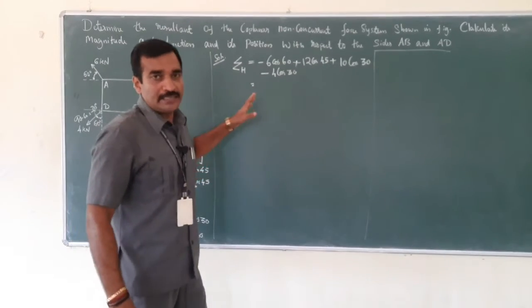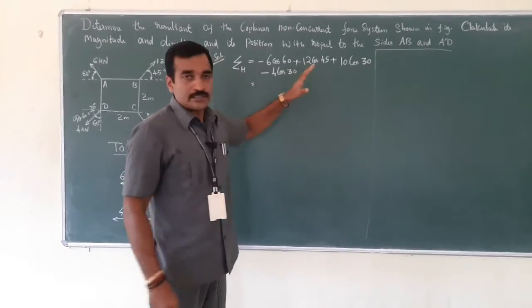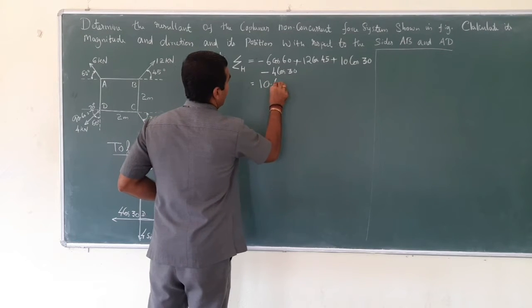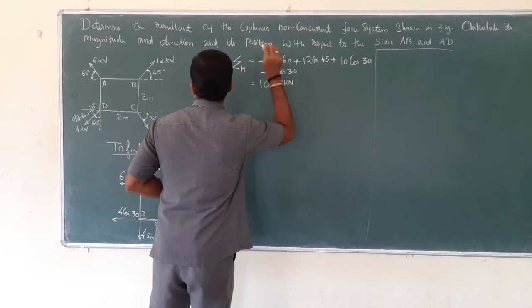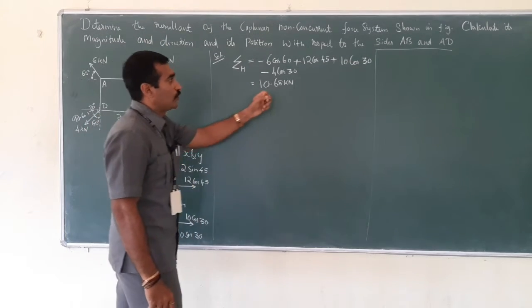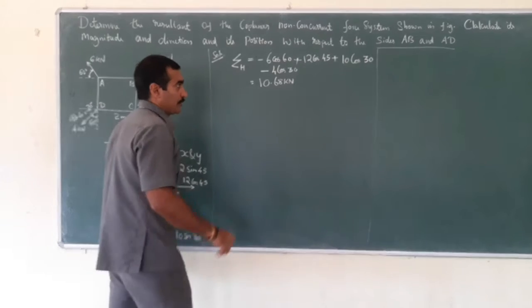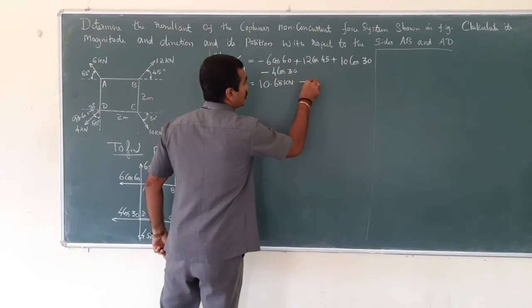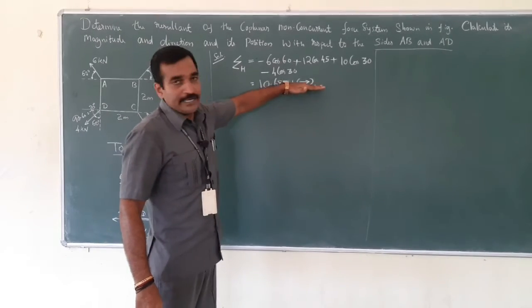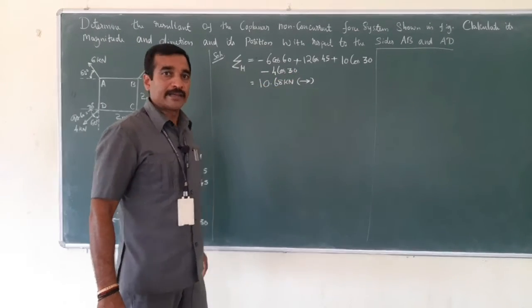If you feed all these data into your calculator, you will get the value 10.68 kilonewton, because the unit of the force is given as kilonewton. Since it is a positive value, it is heading towards the positive x direction.